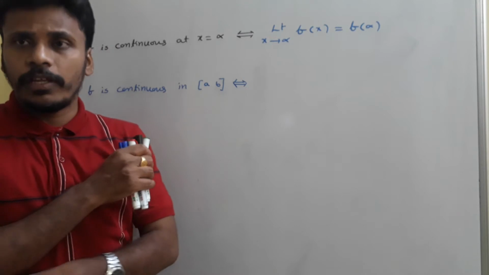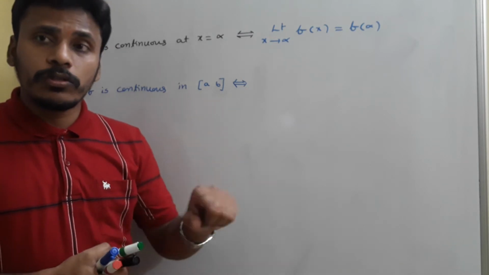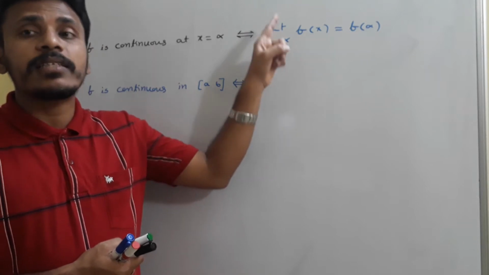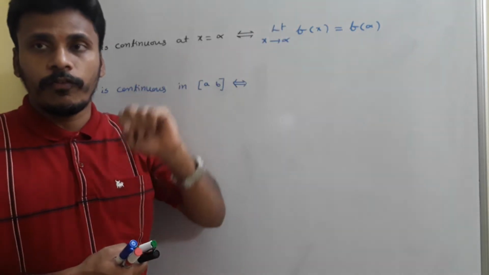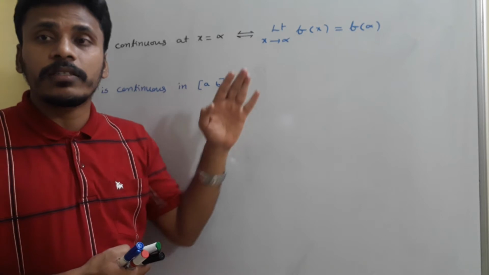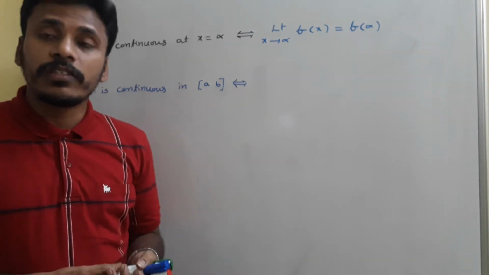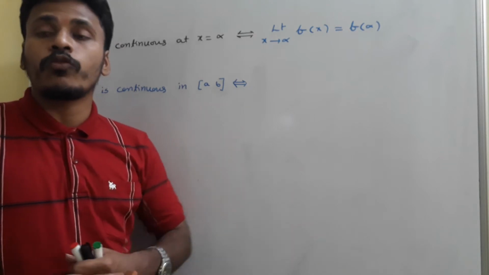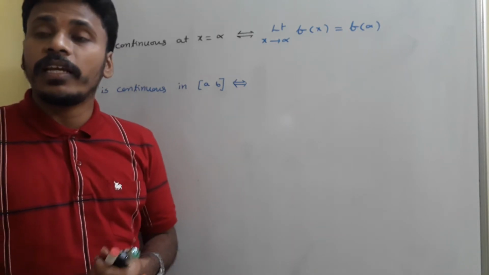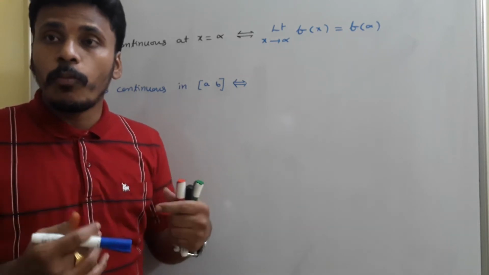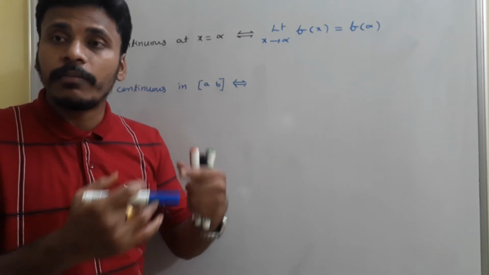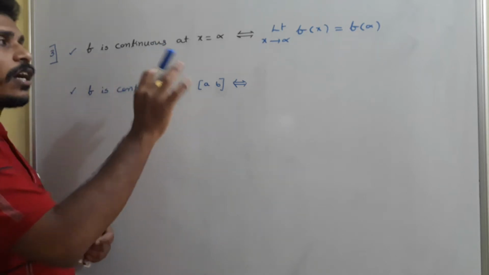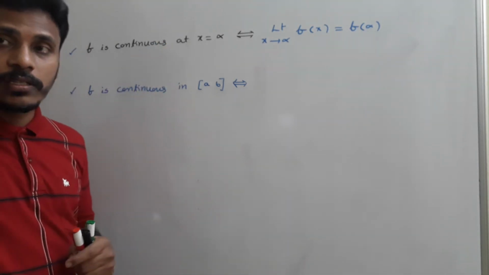As we discussed in the previous class, suppose limit x tends to alpha minus f of x is equal to f of alpha, that in the sense left limit is equal to the functional value, we say it is left continuous, and if the right limit is equal to the functional value, then we say it is right continuous. If both the limits, left limit and right limit, are equal to the functional value, then only we say the function is continuous. All these things we discussed in the last class.